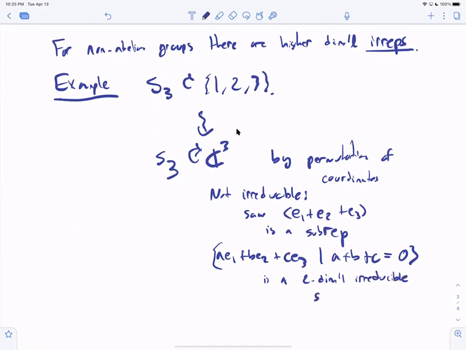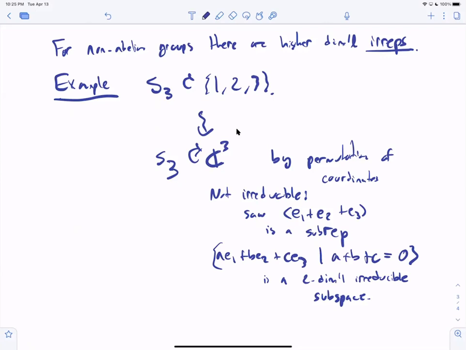We'll introduce some tools that make this very easy to check starting next time. For now, you can easily check this by hand. Take a non-zero vector in here and hit it with an element of S3 so that you get something linearly independent. This is a two-dimensional subspace, so you just need two linearly independent vectors. Anyway, you can think about this, but this is really irreducible.